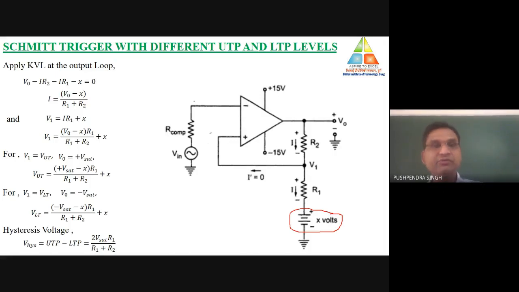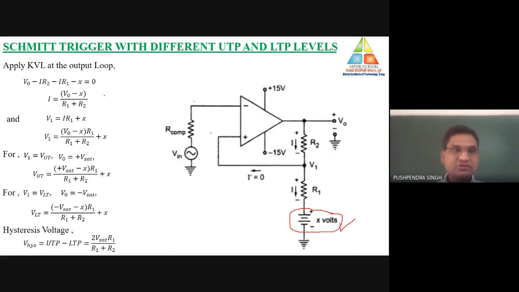This modification is needed when the values of UTP and LTP are different. When the UTP and LTP are the same, there is no need to connect this auxiliary voltage source. But if the values of UTP and LTP are different, it's compulsory to connect one auxiliary voltage source into the circuit. Now, how will this affect the output and how can we calculate the value of the output?